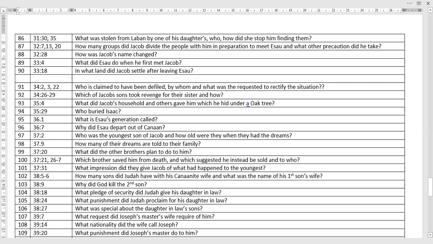Question 97. Who was the youngest son of Jacob, and how old was he when he had the dreams? In 37 verse 2, we know the youngest. These are the generations of Jacob. Joseph, being 17 years old, was feeding the flock with his brethren, and the lad was with the sons of Bilhah and with the sons of Zilpah, his father's wives. And Joseph brought unto his father.